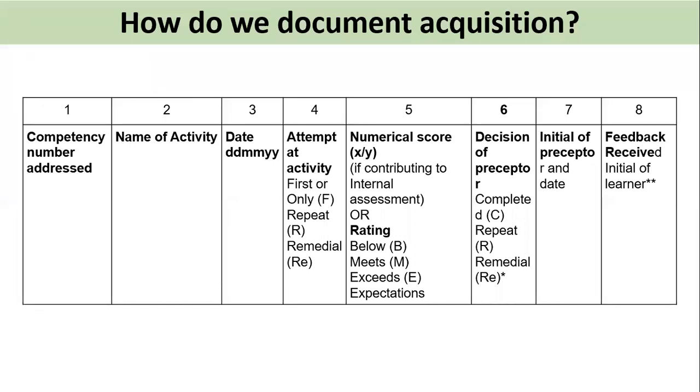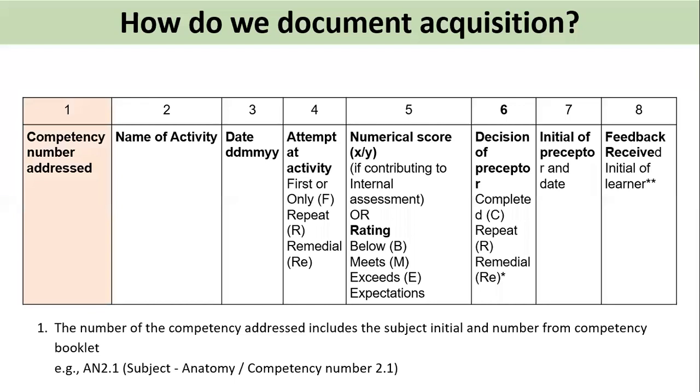What is the decision of the teacher in charge or the preceptor, whether the activity is complete, whether the candidate requires a repeat, or whether the candidate requires a remedial measure? And then initial and date, followed by feedback given to the learner, and the learner says that feedback is received and signs it. So these are the 8 columns that are listed. So we'll go one by one. We have already discussed it, but just for the sake of it, we'll again repeat and revise. So the first column is the number of competency addressed, which includes the subject initial and the number of competency, number from the competency booklet. For example, AN 2.1, which is subject anatomy and competency 2.1.